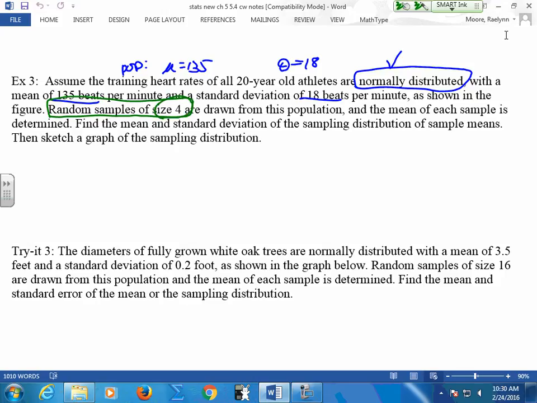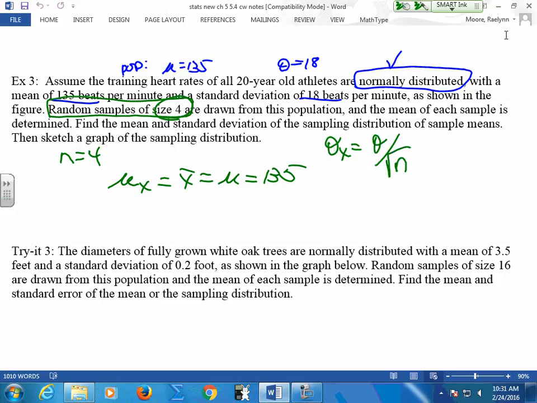So what does this 4 represent? What letter? N. So my mean from my sample will become my mean from my population. That's all this means. And my standard deviation for my sample will be the population standard deviation divided by the square root of 4. If I divide by the square root of 4, that's like 2, so I'm just cutting it in half. I didn't make it too small, I cut it in half.